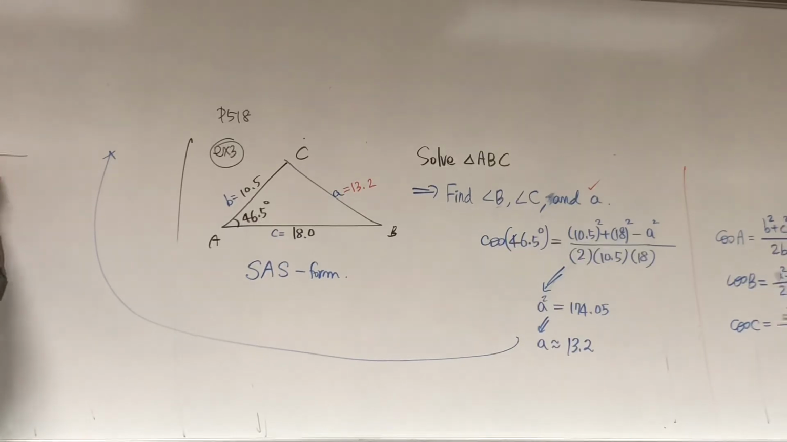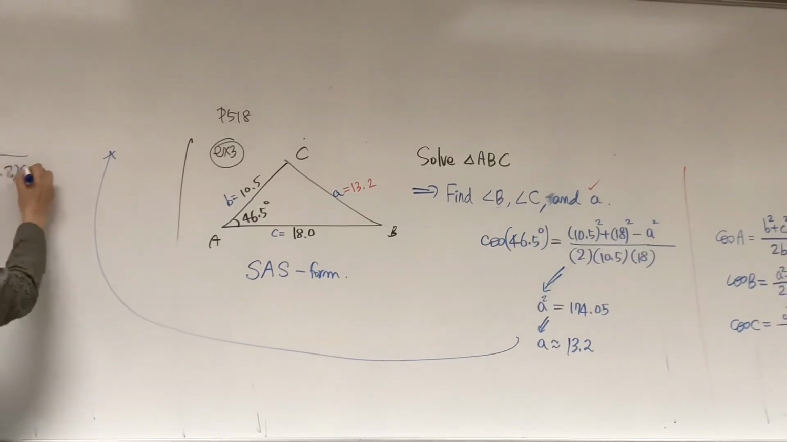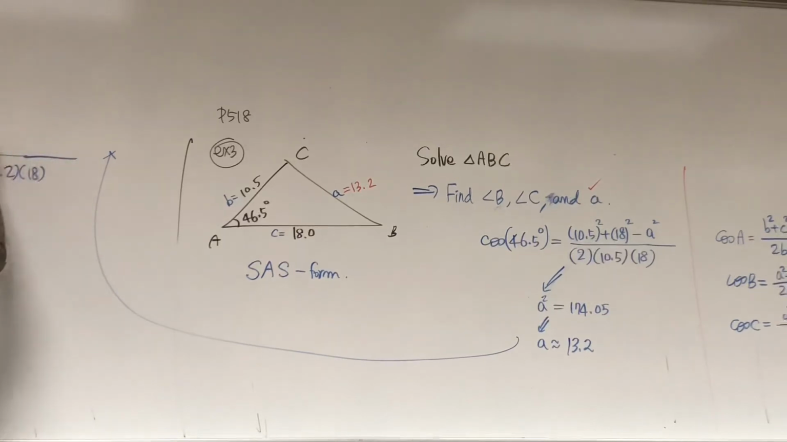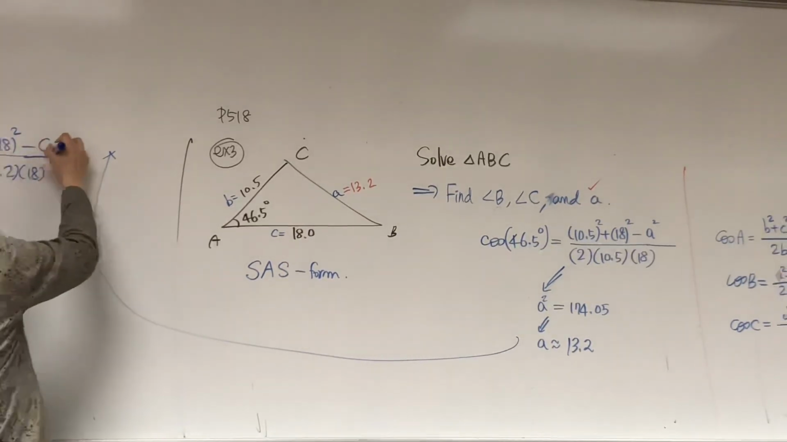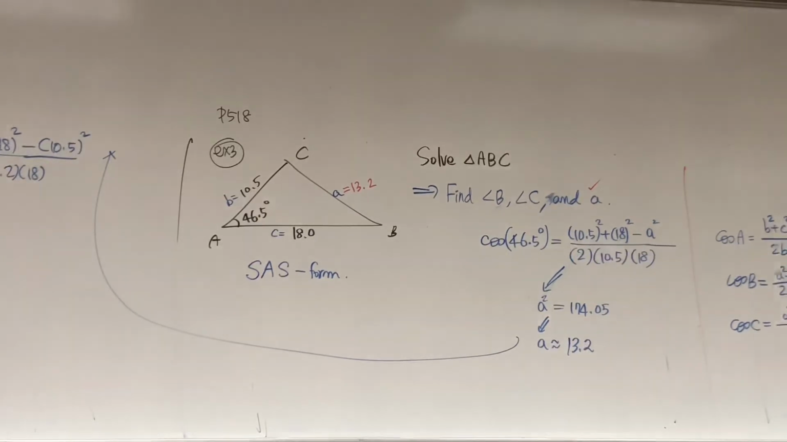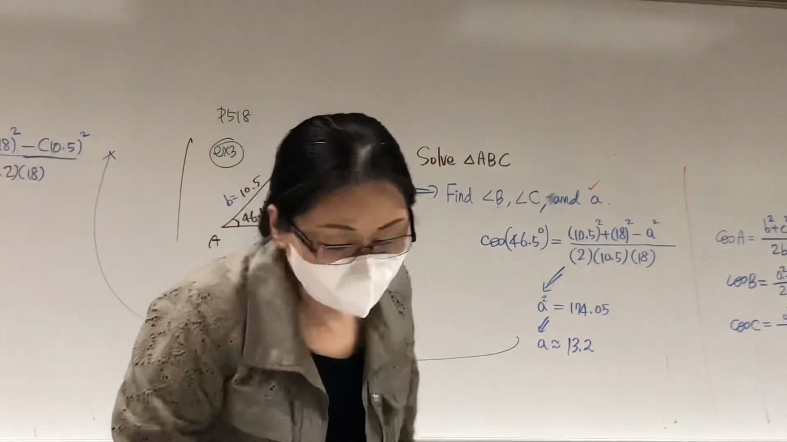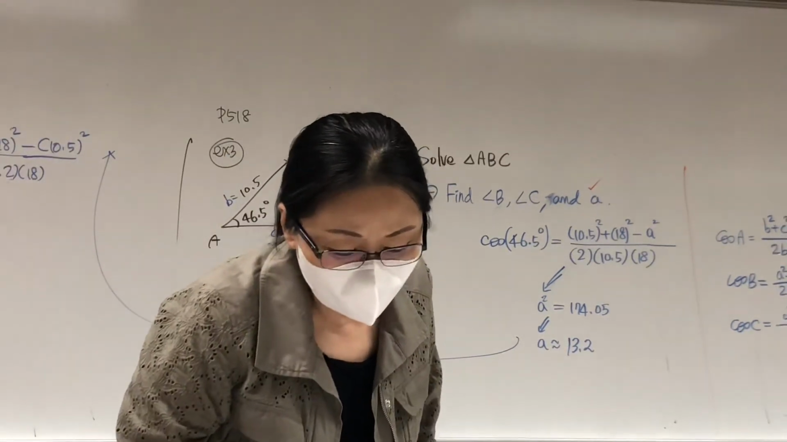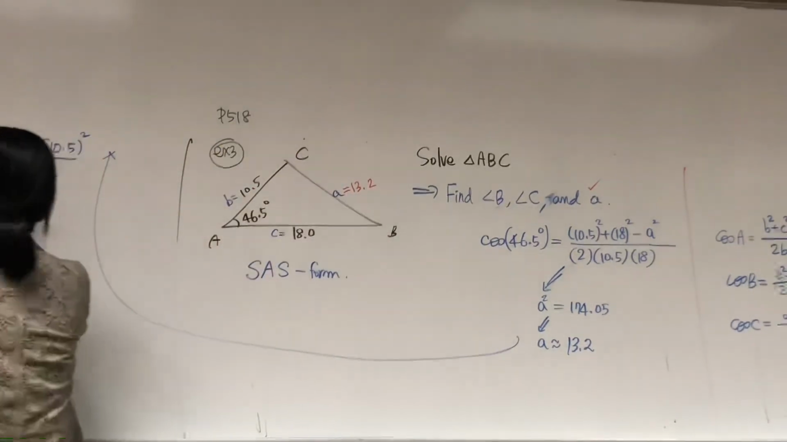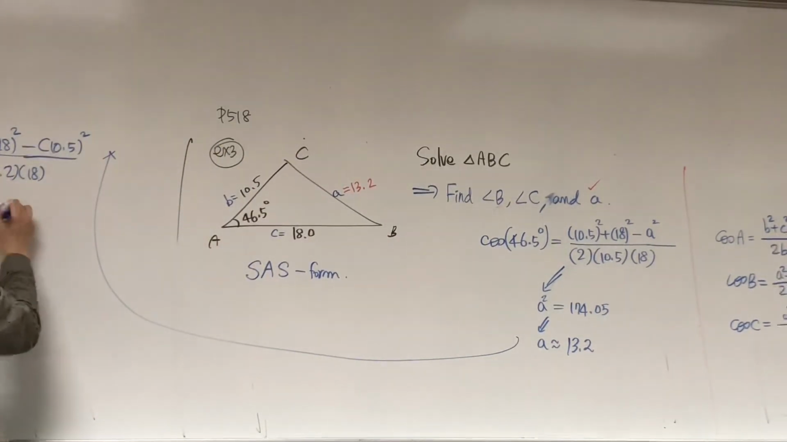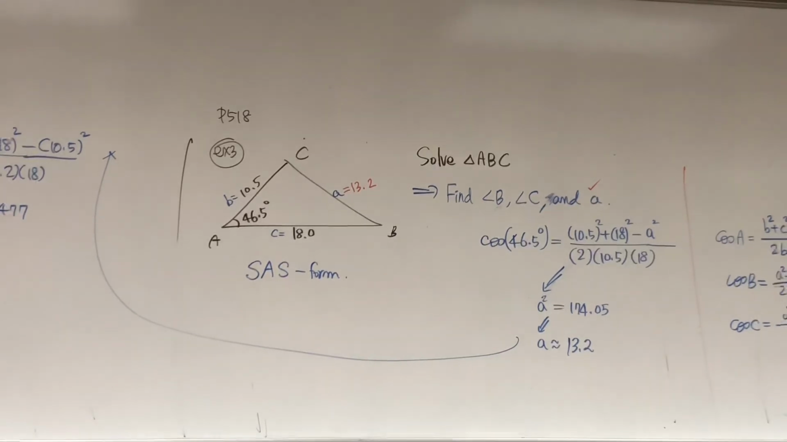So cosine B is what? 13.2 squared plus 18 squared minus 10.5 squared, over 2 times 13.2 times 18. Am I right? Yes. And then, what is this? See how crazy it is. 0.8164. And then what is angle B? Cosine inverse.